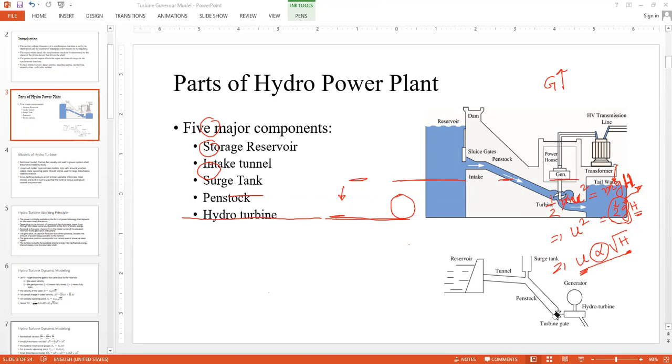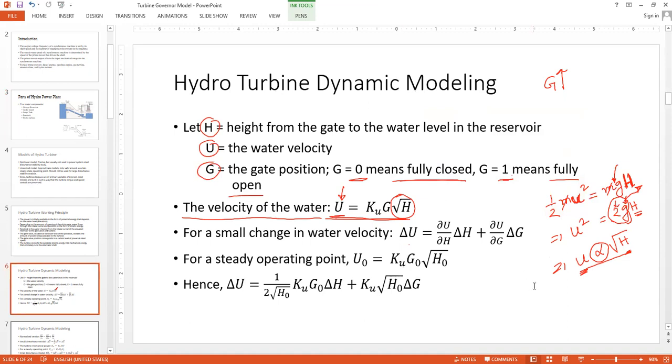Water would be flowing at a higher speed. So simply it is modeled with the help of a proportional factor. So the second relation is U is proportional to the gate valve position. You open the gate valve, you get more velocity. You close the gate valve, you get less velocity. You completely close the gate valve, of course, after a certain transient, the U would be 0. Water would become stagnant. So if we combine these two, then simply you can write U equals some proportionality constant Ku times G times square root of H. So this is how we are getting the velocity of the water.